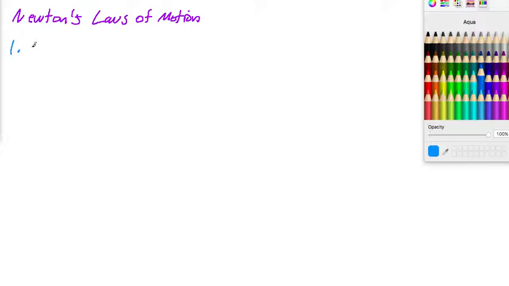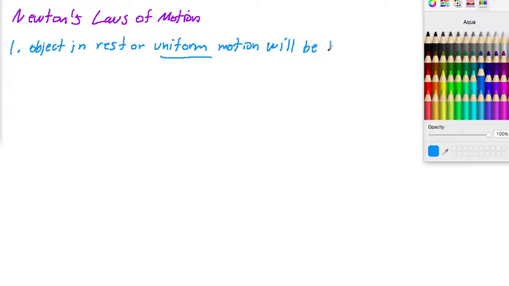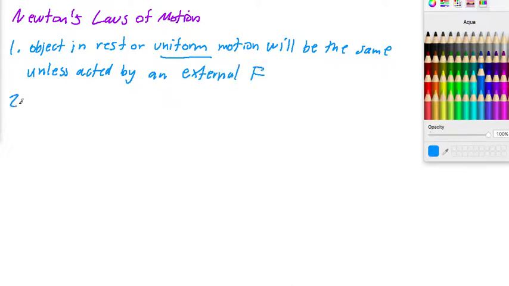So the first one states an object at rest or in uniform motion, and uniform is our keyword, will remain or continue the same unless acted on by an external force. Alright, law number 2 pretty much summarizes the sum of the forces acting on the object.